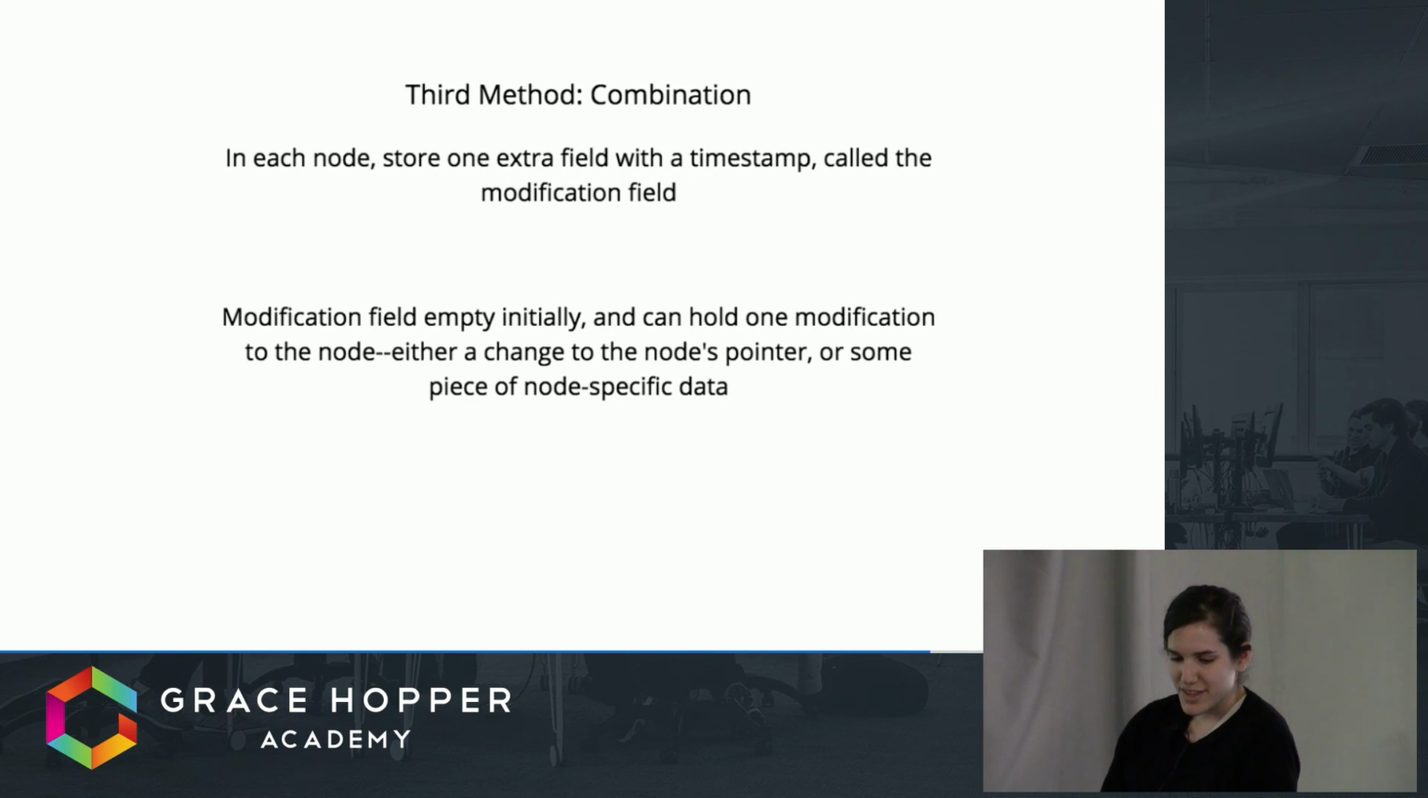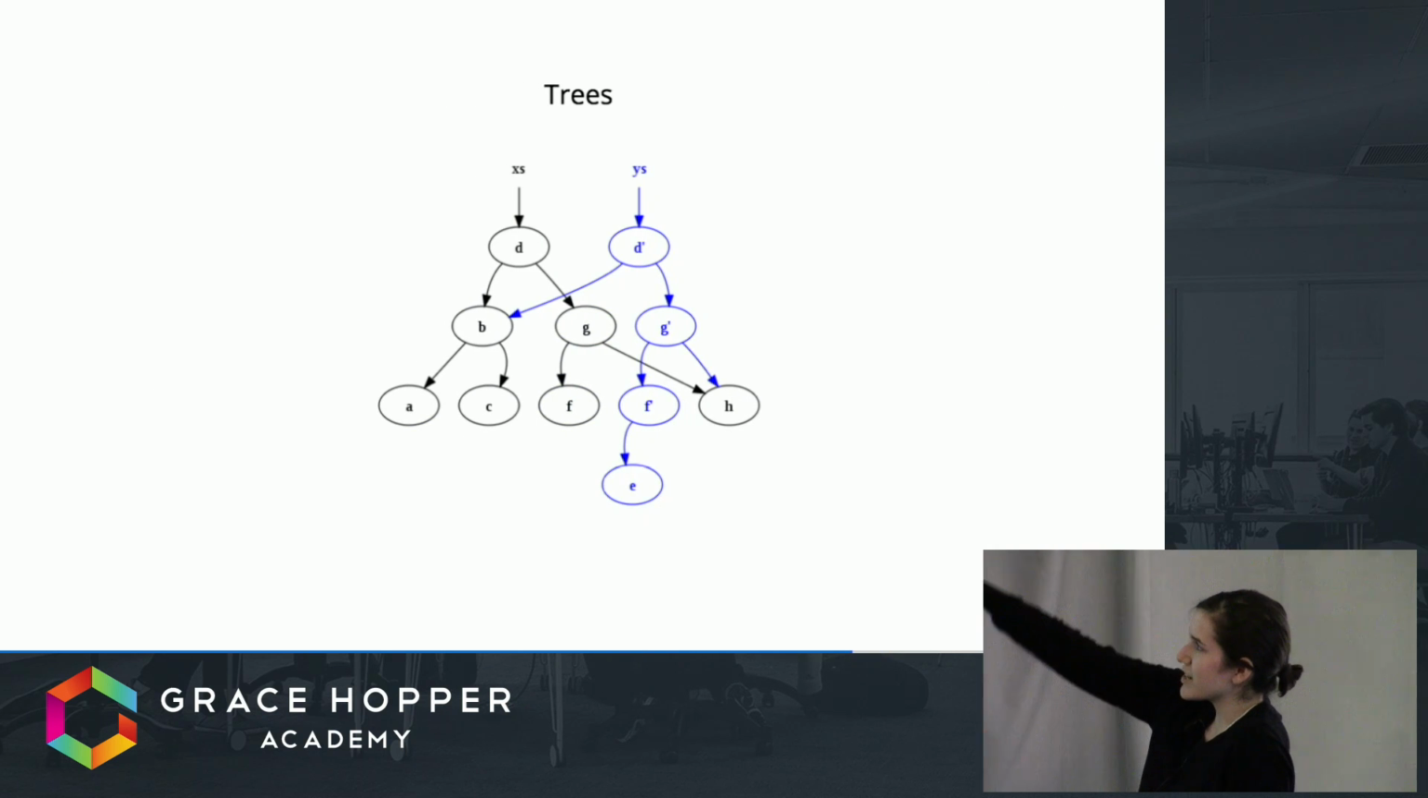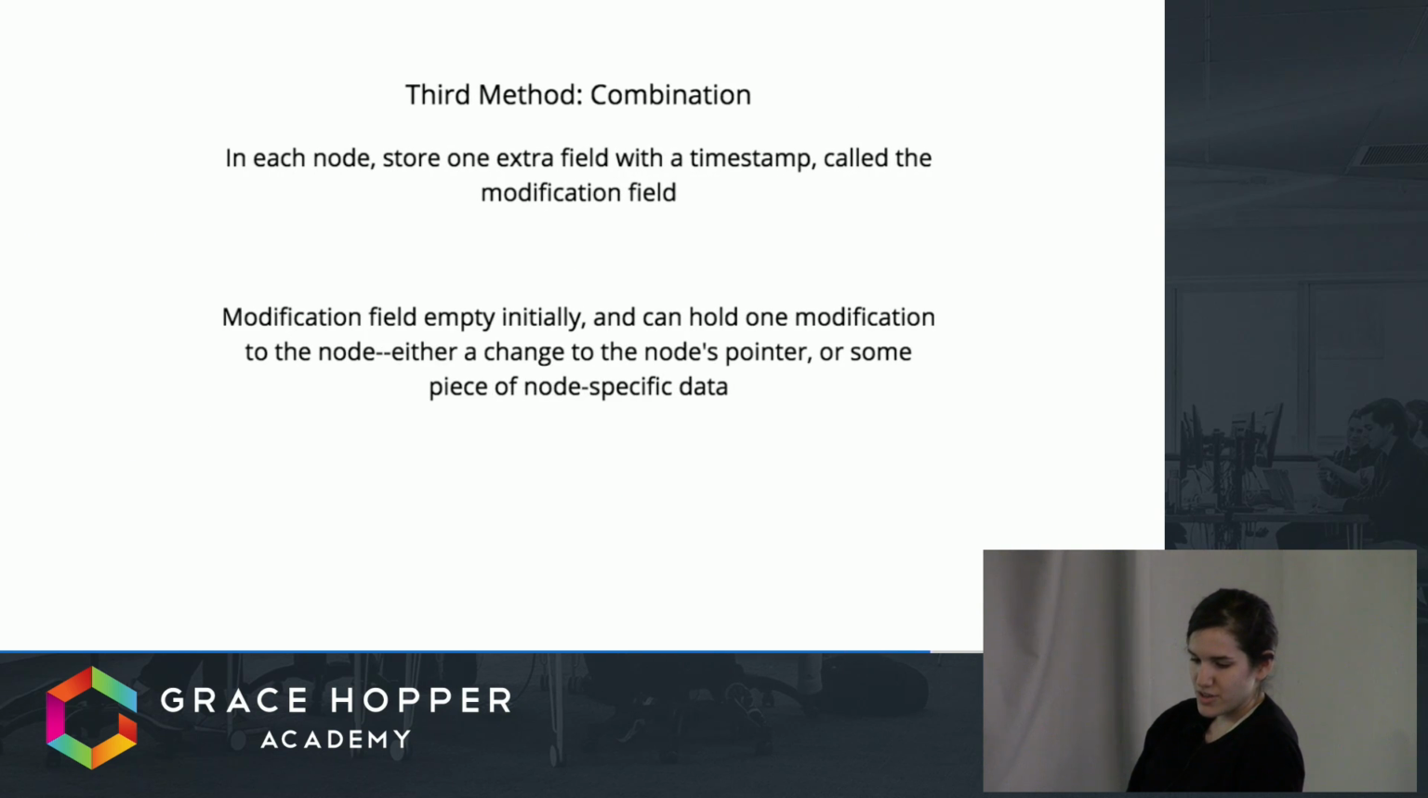Okay, so the third method is the combination. It's kind of the same as path copying, where each version is stored by a timestamp, but each node contains the field and just a modification box that has a timestamp next to it. And it's initially empty when you first make the data structure, and it either holds a change to the node's pointer or some piece of node-specific data.